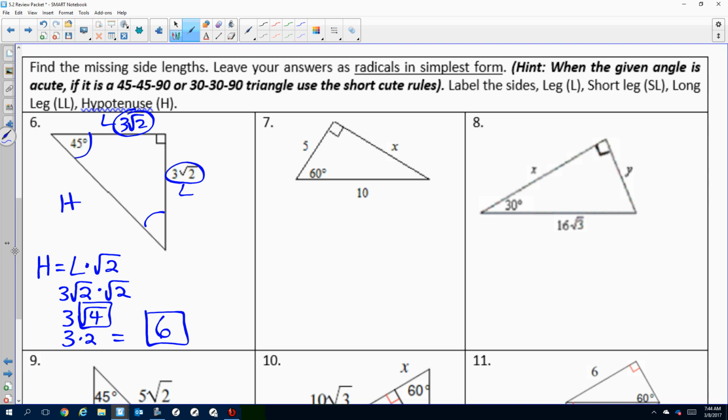All right, so now the key on number 7 is I see the 60. Opposite the 60 is our long leg. So then the other would be our short leg, and then our hypotenuse.